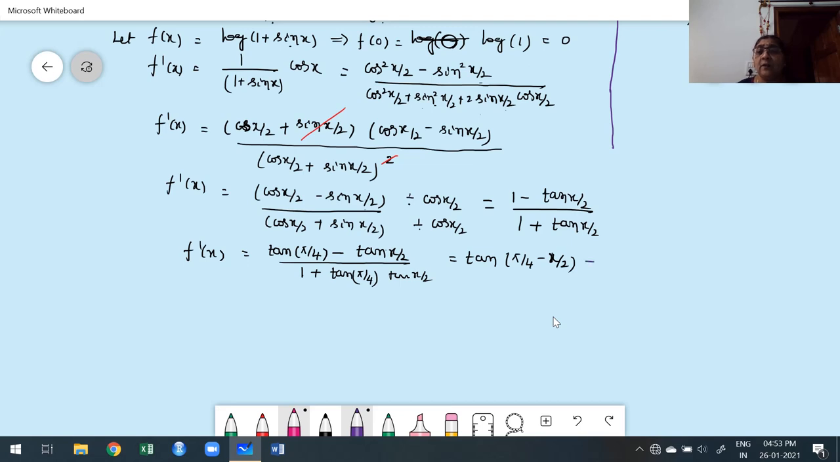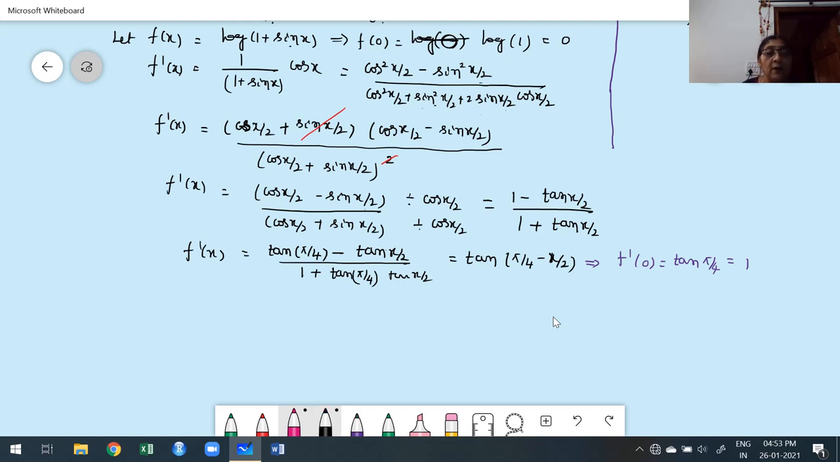From this, what is my f dash of 0? F dash of 0 means tan of pi by 4 because x is 0. What is the value of tan of pi by 4? It's nothing but 1. Therefore, f dash of 0 is 1.